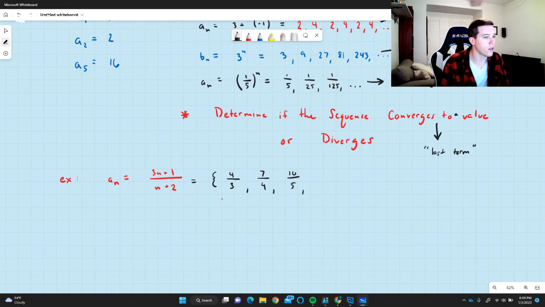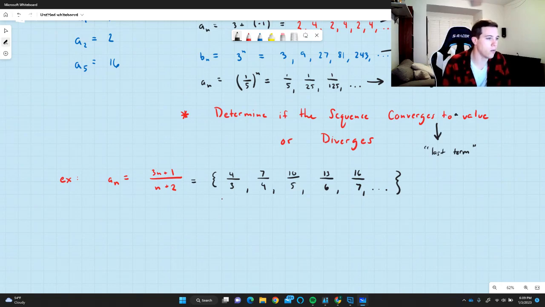Plug in 4, we get, well, these keep increasing by 3 and these keep increasing by 1, so 13 over 6. The next one would be 16 over 7, and on and on and on. So look at this one. You're like, well, it's getting bigger and bigger and bigger. So does this one diverge? Well, it's getting bigger and bigger, but at a smaller rate.